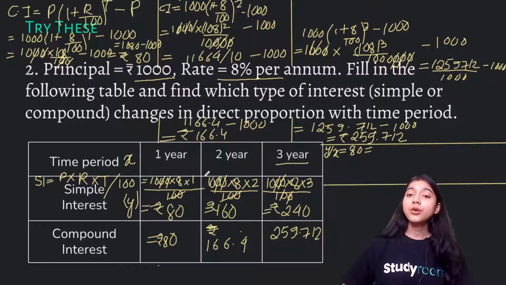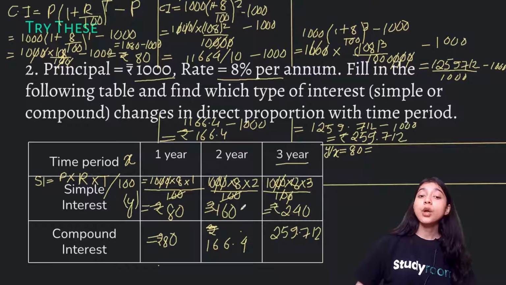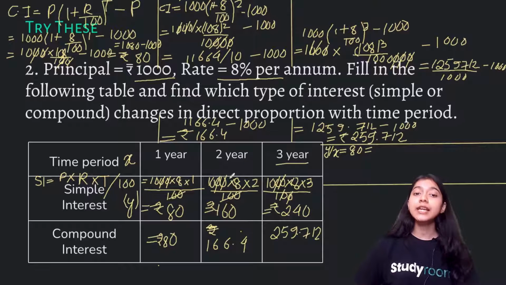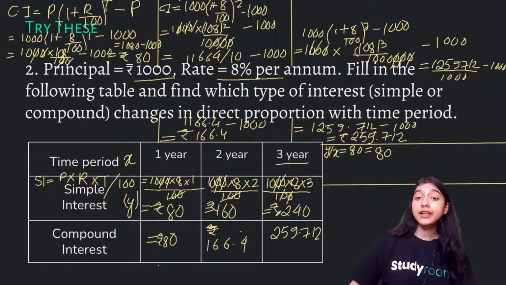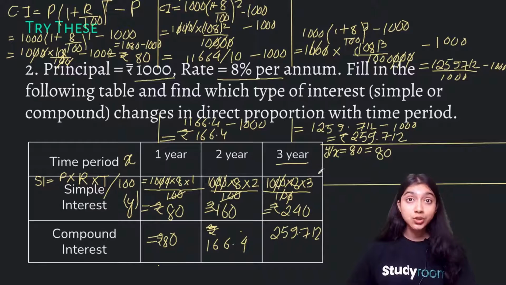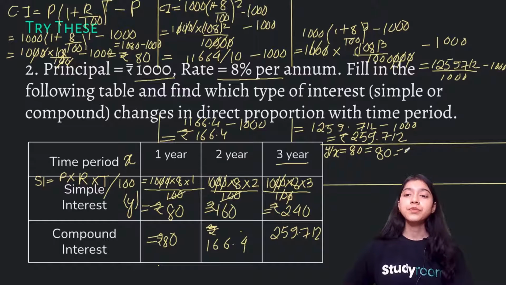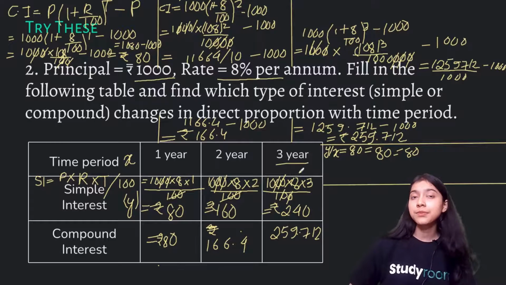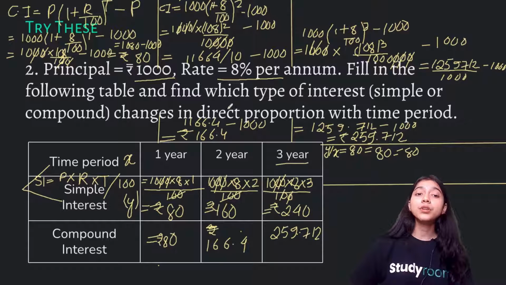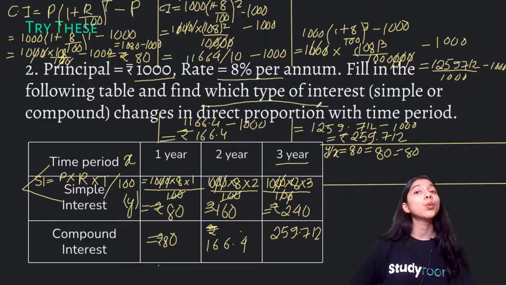Now I have the second case, 160, the value of Y, and the value of X is 2. So 160 divided by 2 gives us 80. So the second case also we get 80. In the third case, when you find out the ratio, 240 divided by 3, this again gives us 80. So we can say that this value, the ratio of these two variables, simple interest and time period, is a constant. So simple interest and time period are in direct proportion with each other.